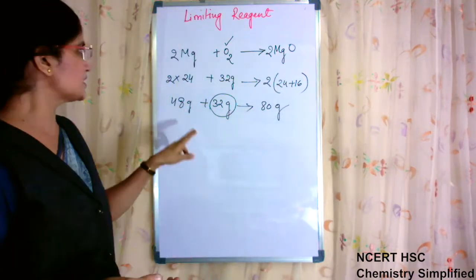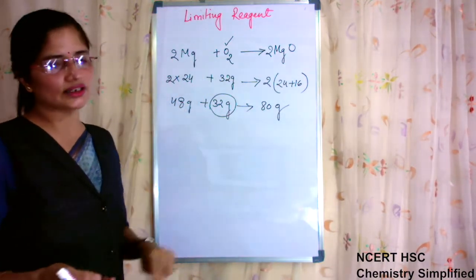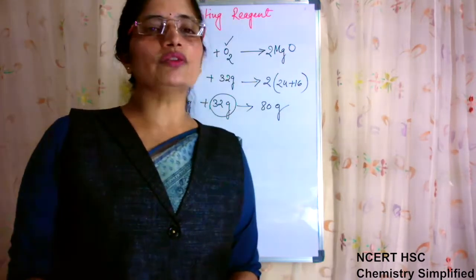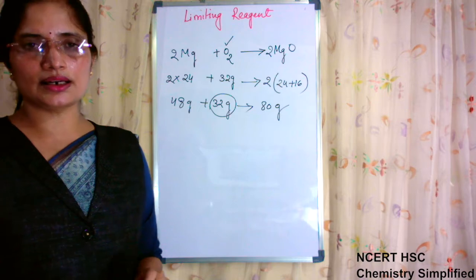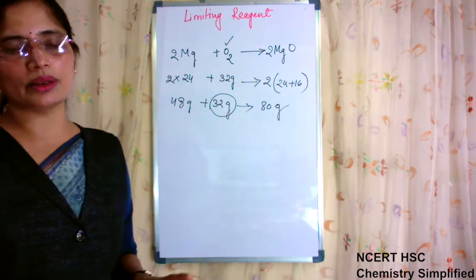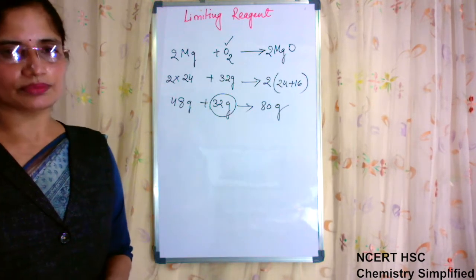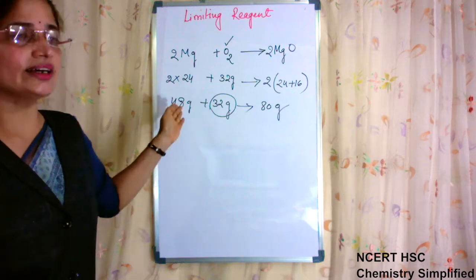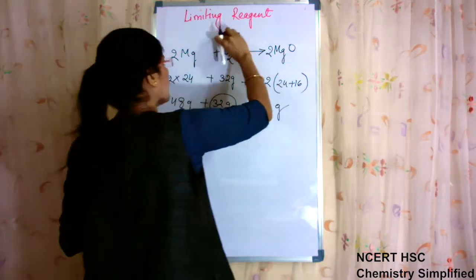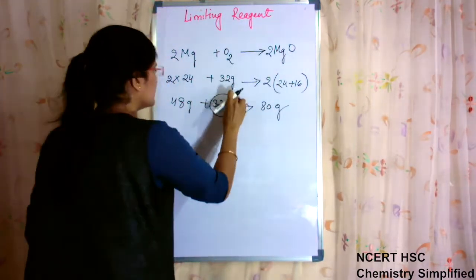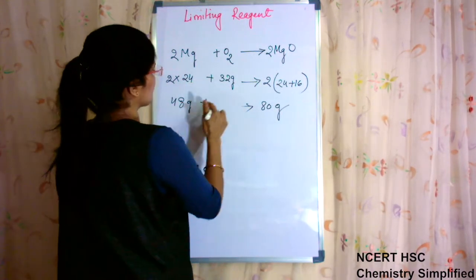Then in the second case, magnesium will act as the limiting reagent. So any of the reactants can act as the limiting reagent if it is not present in the required amount according to the balanced chemical equation. Okay. Now, when we are writing a balanced equation, the reactants are always present in the required amount. Now, we have to see when they act as the limiting reagent.